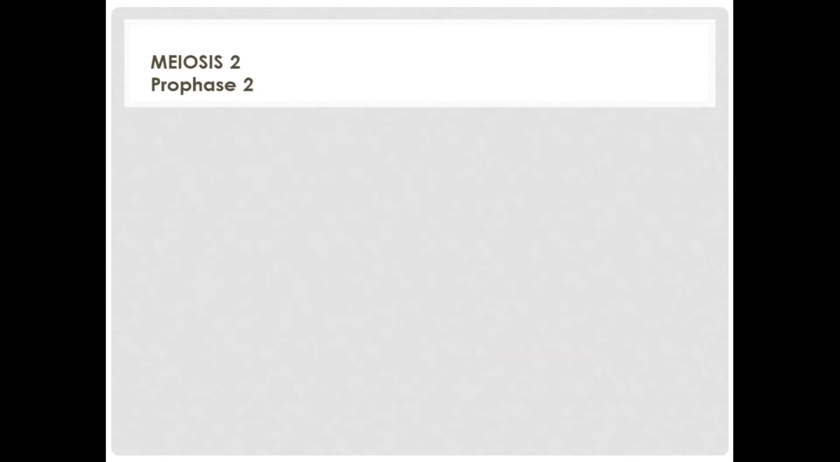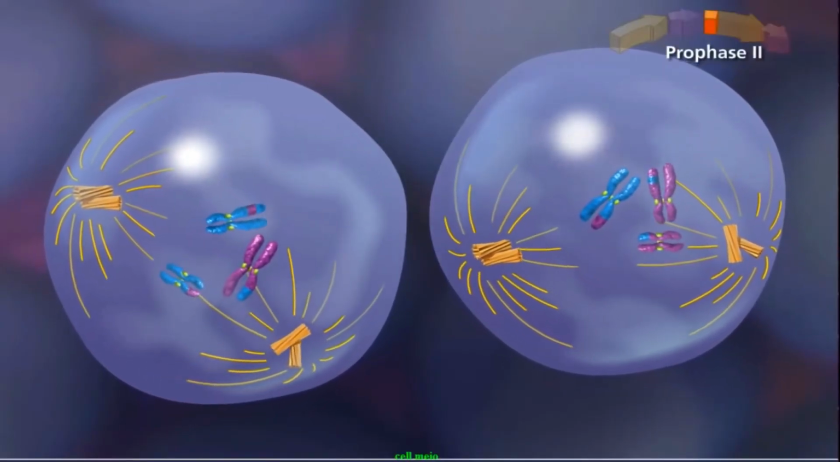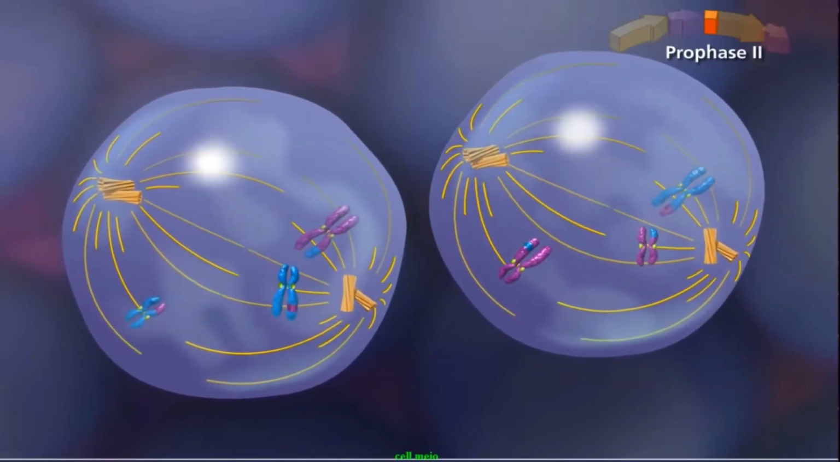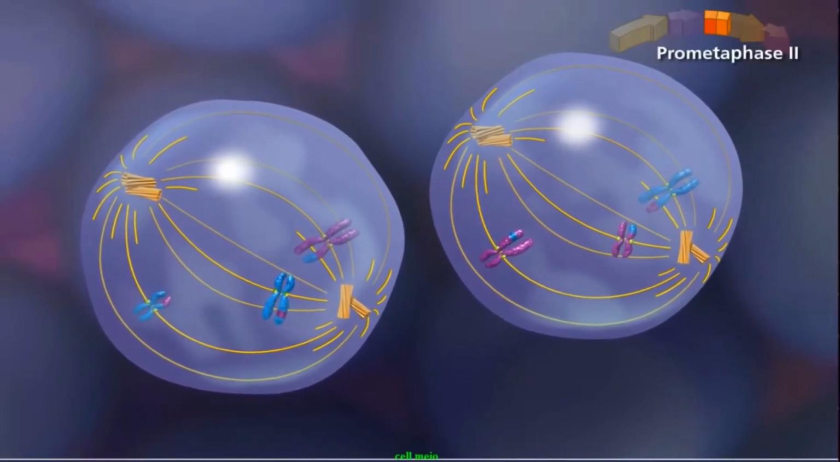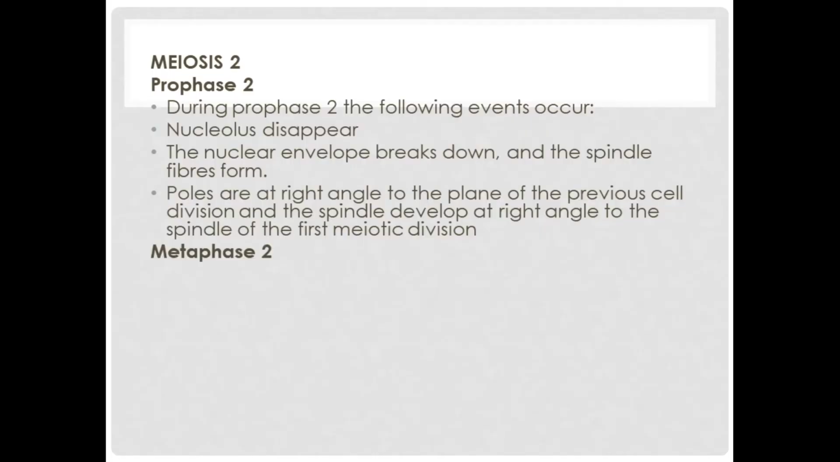Let's take a look at meiosis II, starting with prophase II. During prophase II, the following events occur. Nucleolus disappears. The nuclear envelope breaks down and the spindle fibers form. Poles are at right angles to the plane of the previous cell division, and the spindle develops at right angles to the spindle of the first meiotic division.